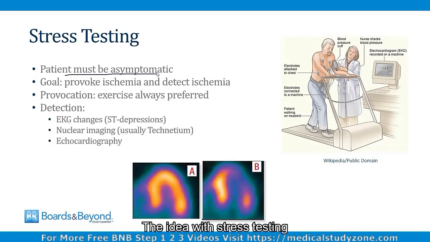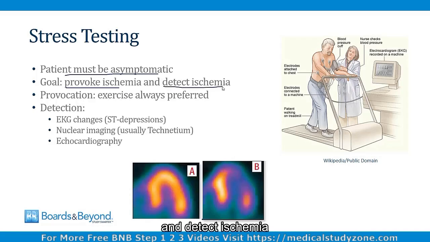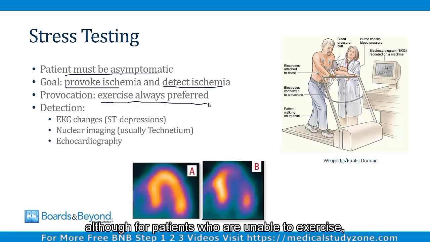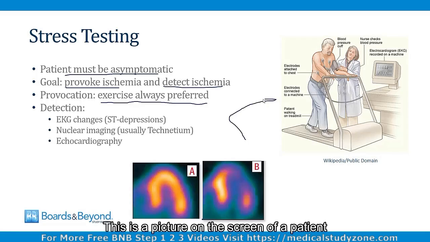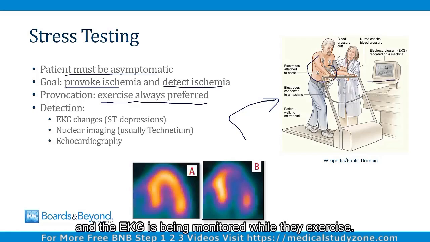The idea with stress testing is to take asymptomatic patients and provoke ischemia and detect ischemia to make the diagnosis of coronary disease. The way we provoke ischemia is almost always through exercise. This is a preferred method, although for patients who are unable to exercise, there are alternatives, which I'll talk about in the next slide. This is a picture on the screen of a patient having an exercise treadmill test. The patient is hooked up to the EKG leads, and the EKG is being monitored while they exercise.